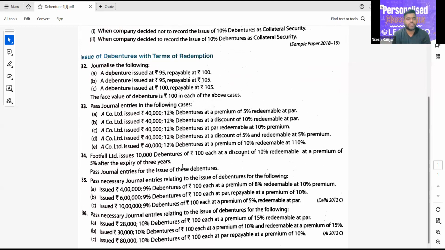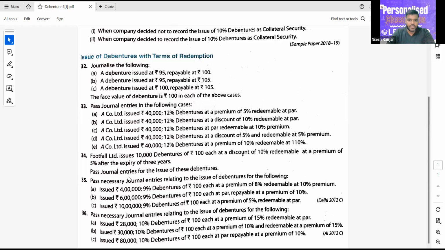So question number 33, pass journal entries in the following cases. A Company Limited issued 40,000 12% debenture at a premium of 5% redeemable at par. So this is issue at premium, redemption at par. Second, A Company Limited issued 40,000 12% debenture at a discount of 10% redeemable at par. Third, issued at par, redeemable at 10% premium. Fourth, issued at a discount of 5%, redeemable at a 5% premium. Fifth, issued at a premium of 10%, redeemable at 110%.